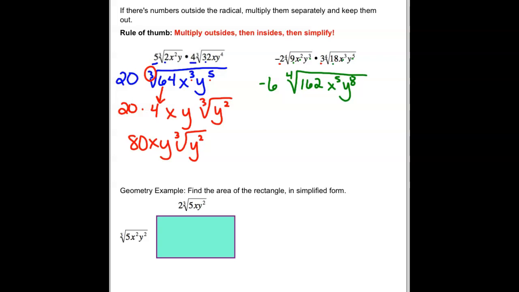So once again, go ahead and pause the video, try this one, and then turn it back on when you're ready.